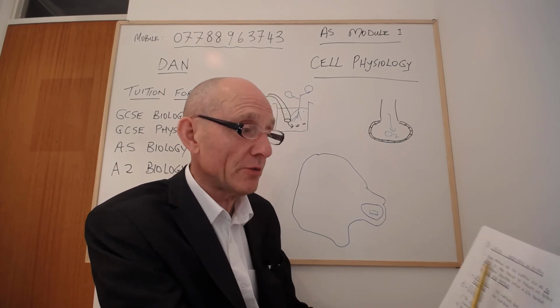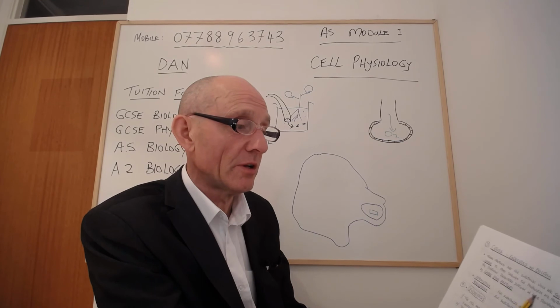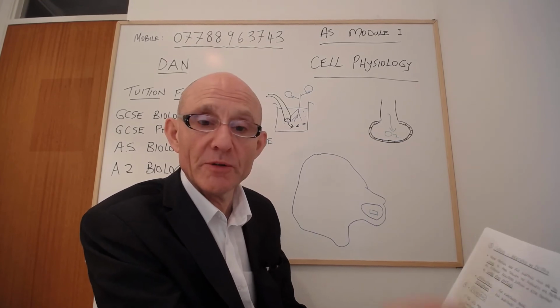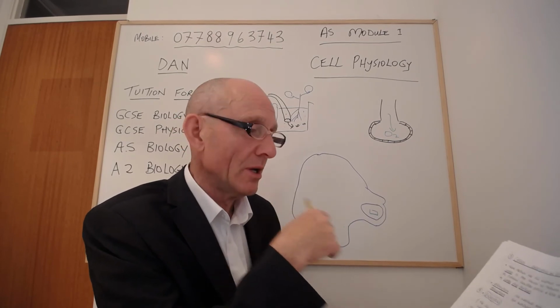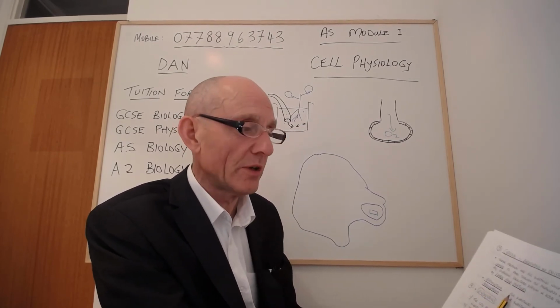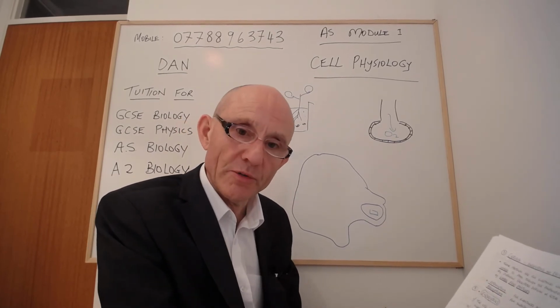So these methods are for substances that are too big to pass through the phospholipid bilayer by diffusion, facilitated diffusion or active transport. So this is usually for large food particles. And there's two types. Endocytosis is taking substances into the cell. Exocytosis is putting substances out.